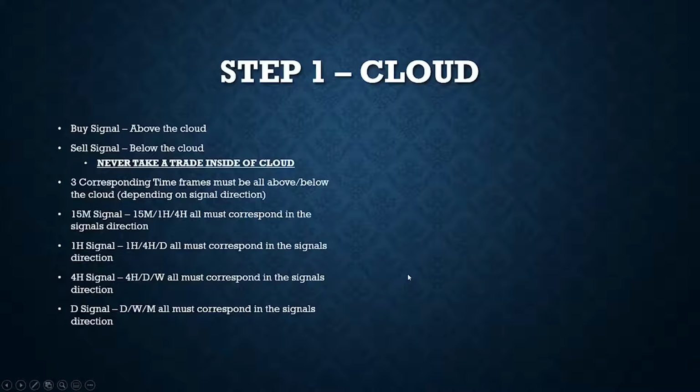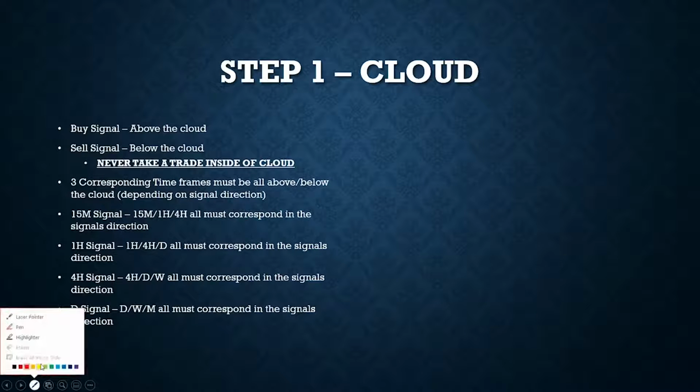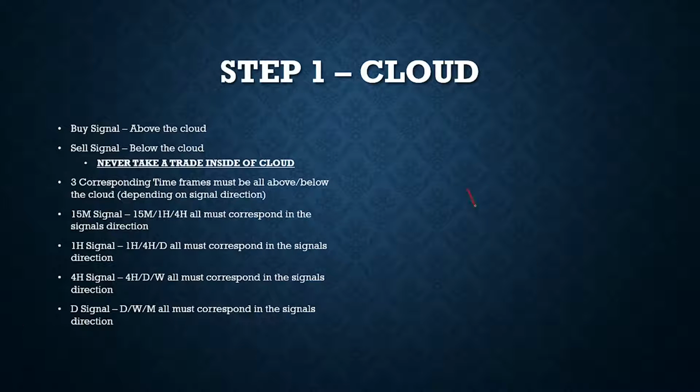Going back to the slideshow here, that would mean if we have a sell signal, we need to be below the cloud, and in dollar Swiss, what I just showed you, 15-minute, 1 hour, and 4 hour all correspond in the same direction. They're all below. That is what lets us check this off, and we have officially passed step 1 of my 3-step system. This is our first check. We need this to happen before we can move on.